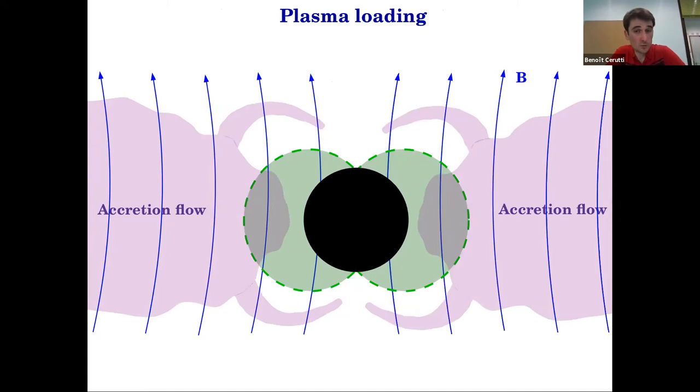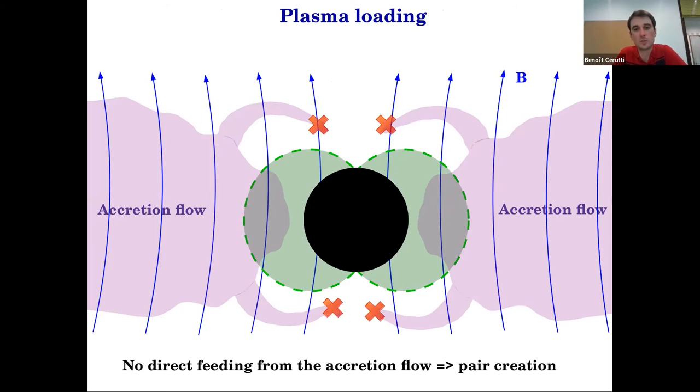But where does the plasma come from? Because we need to have plasma in order for this machine to work. And you cannot rely, we think, in this magnetospheric regime on the accretion flow, as you would need to cross field lines. And this would not be possible in a highly magnetized region as we think is happening.